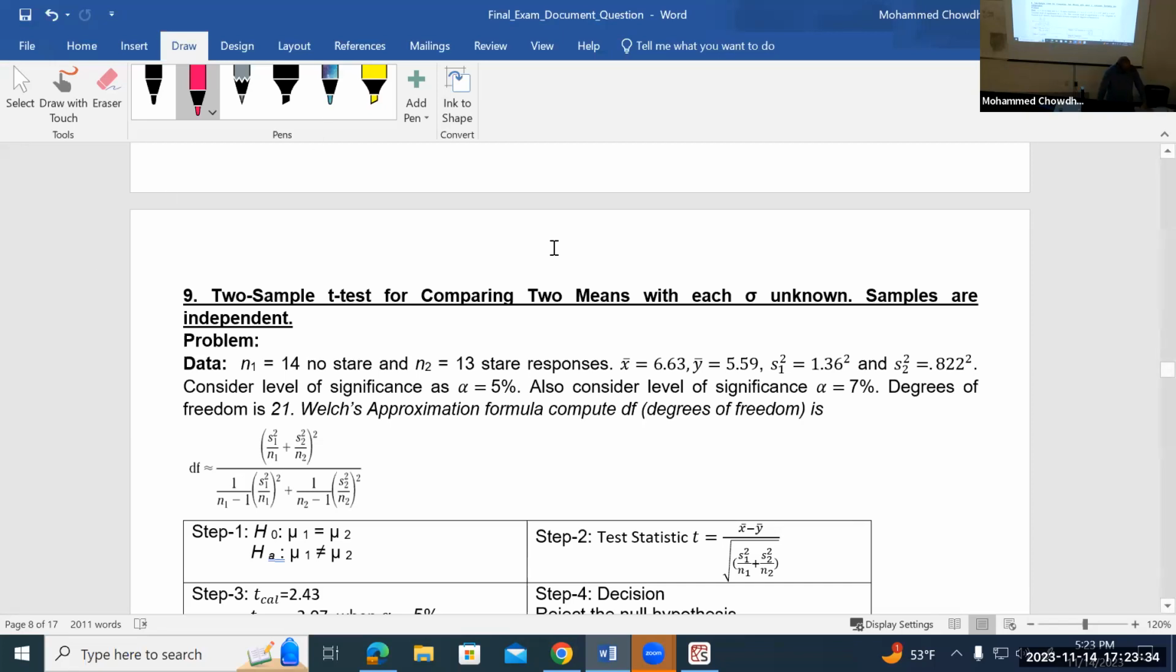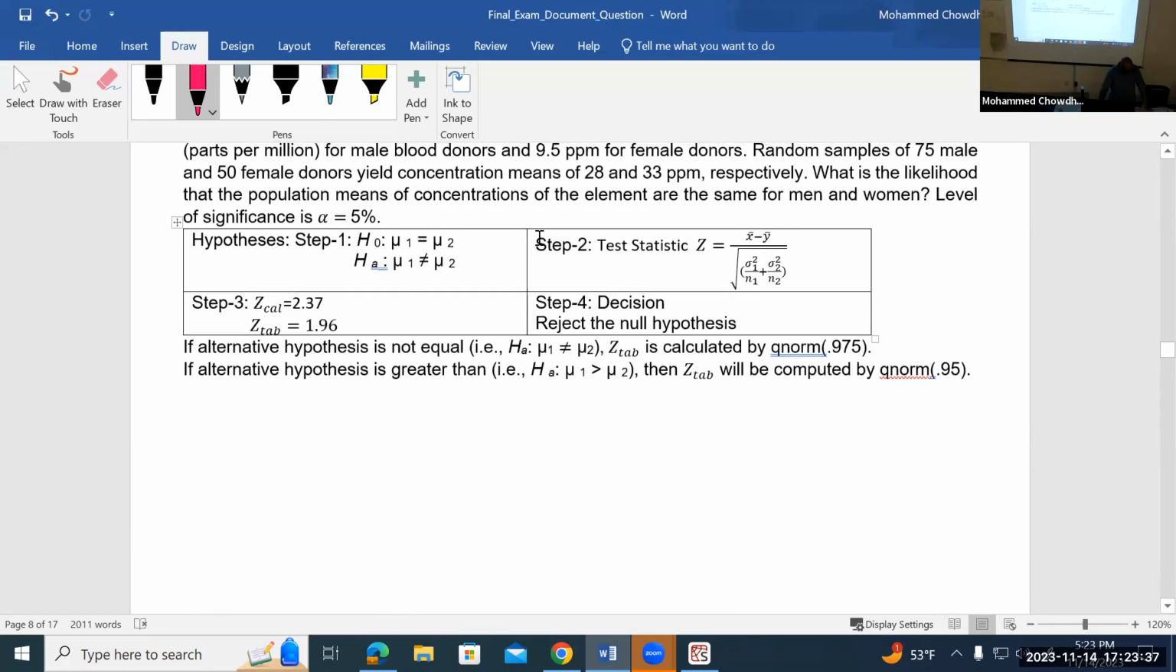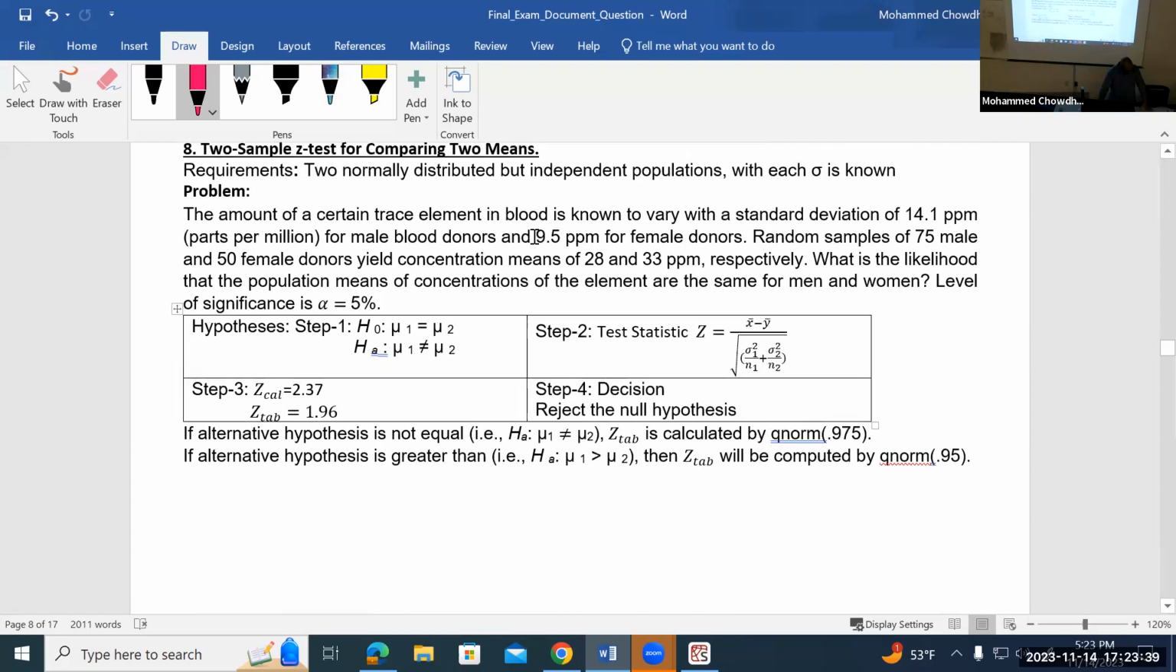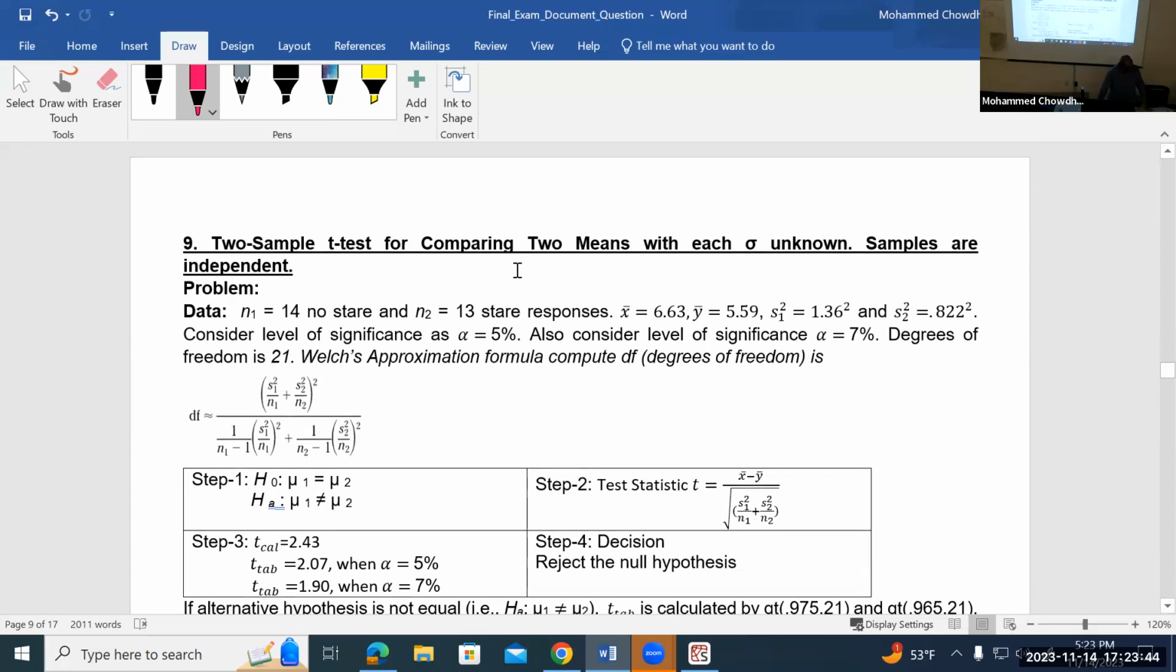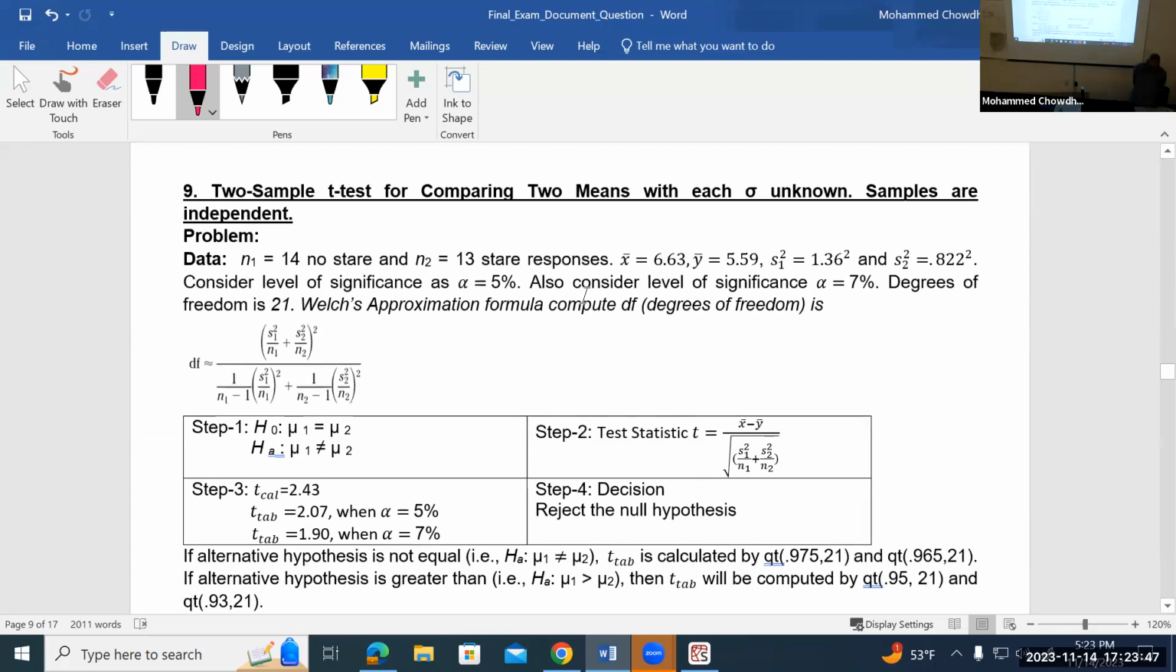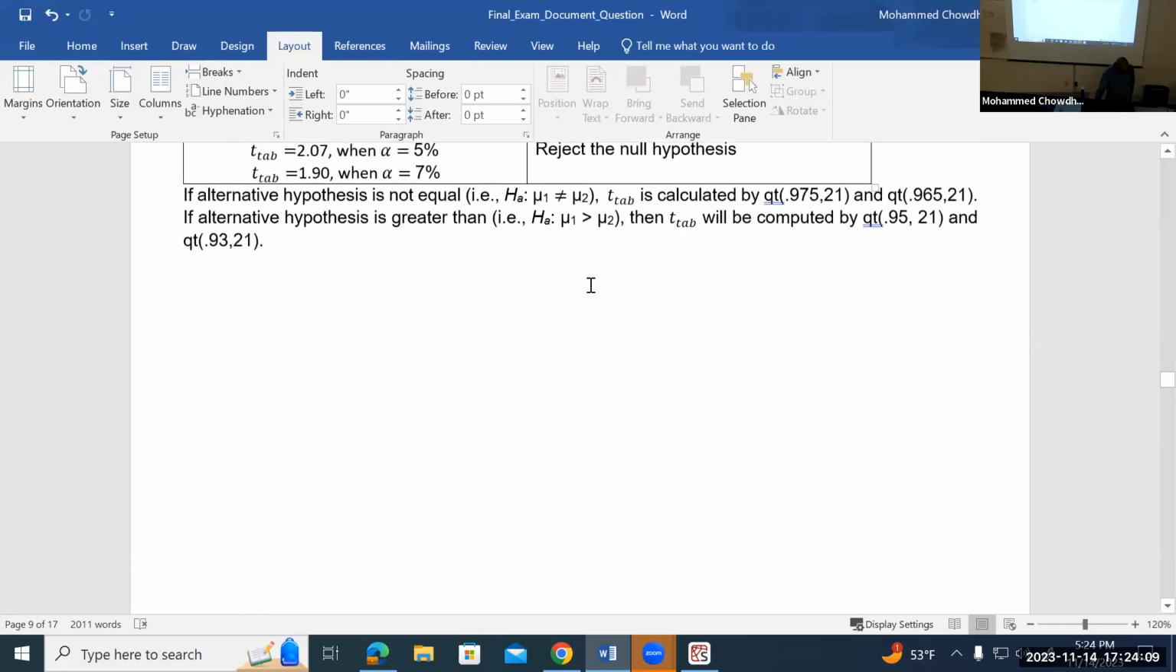Okay, so now let me do the ninth problem. The ninth problem is saying: two-sample t-test for comparing two means, each sigma known, each sigma unknown, samples are independent. So N1 equal to 14 stair responses, and N2 equal to 13 stair responses. So that means there is some group of people.